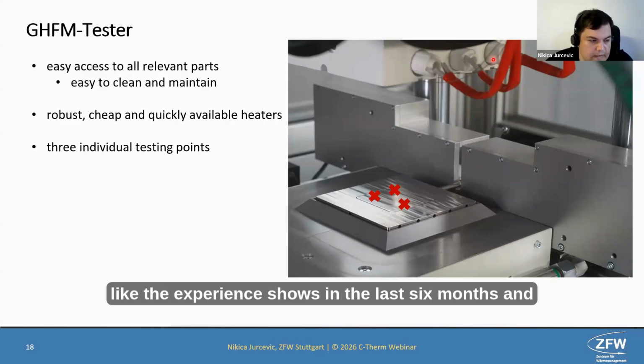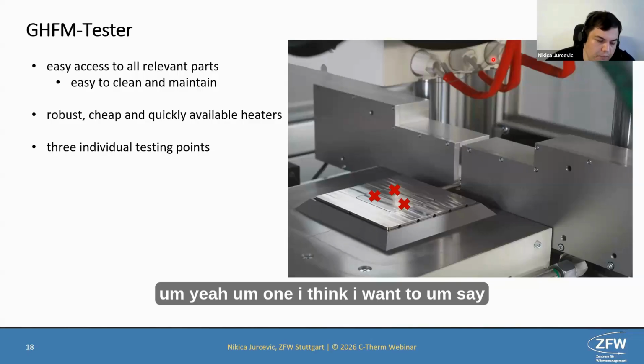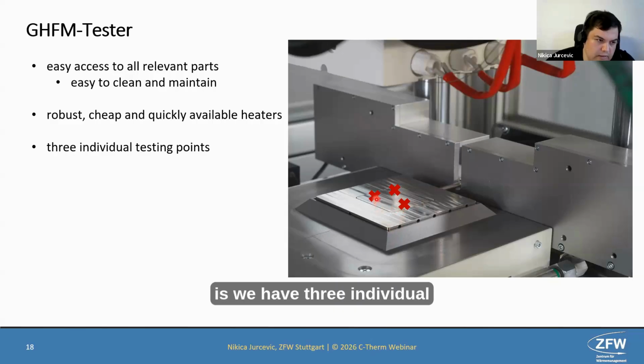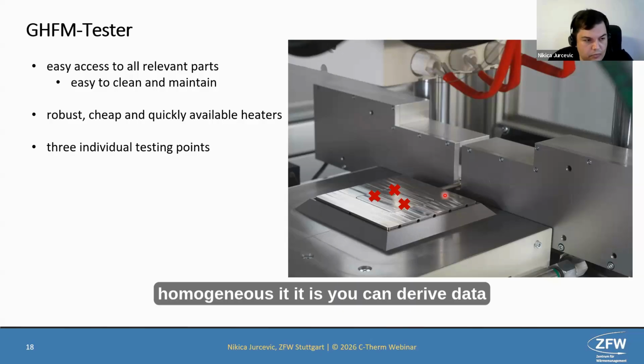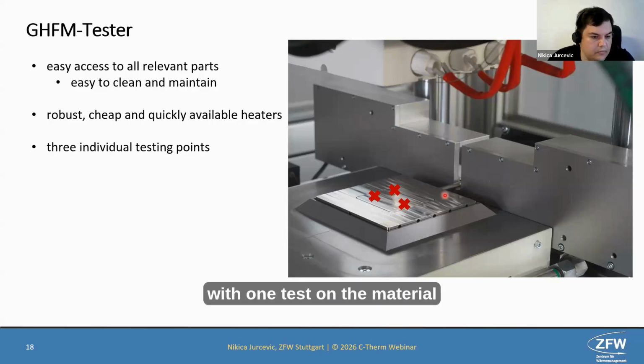months. And one thing I want to say is we have 3 individual testing points in the heat flow meter. So you don't have just one thermocouple in this area, but 3. So you can also test your materials on how homogeneous they are. You can derive that data with one test in the material.